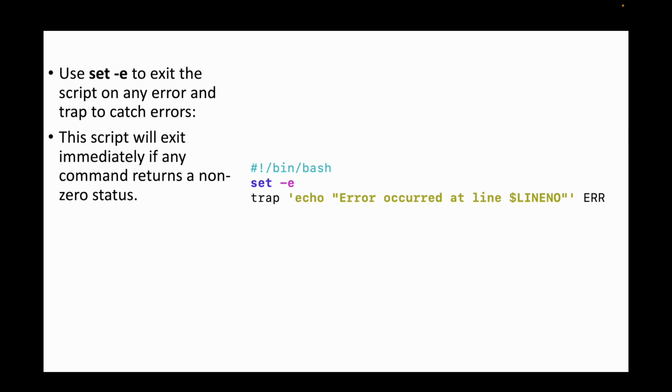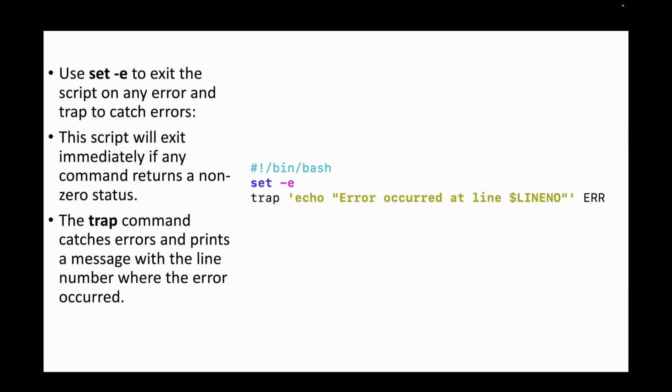So this script will exit immediately if there is any command that returns a non-zero status, and the trap command will help us to capture errors and then print a message with the line number where the error occurred. So with set -e, we are telling it that if any command or the script is returning a non-zero status, exit immediately, and then the trap is to capture the error, where the error is happening and what the error is.